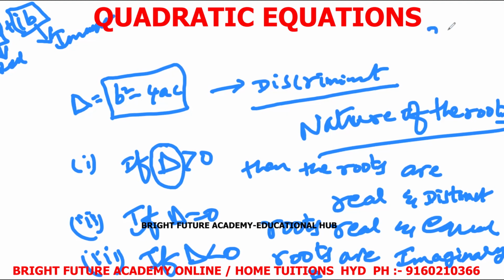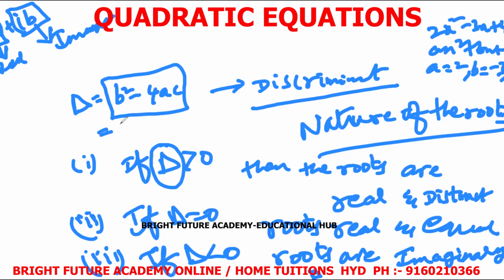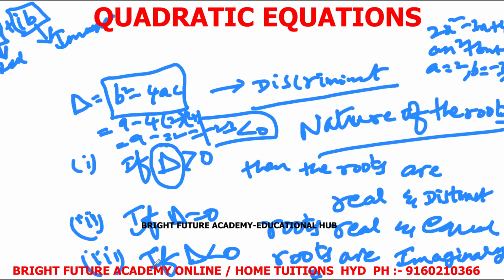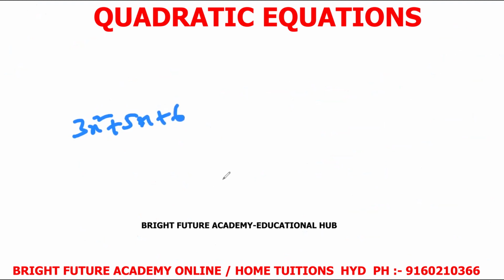Now tell me, 2x square minus 3x plus 4. Roots are imaginary, sir. Very good. Because it is in the form of ax square plus bx plus c, you write the values of a, b and c and substitute in the discriminant. Minus 3 whole square gives 9, then 4 times 2 times 4. So this is 9 minus 32, that is minus 23. Minus 23 is less than 0, so the third condition is applicable: roots are imaginary.